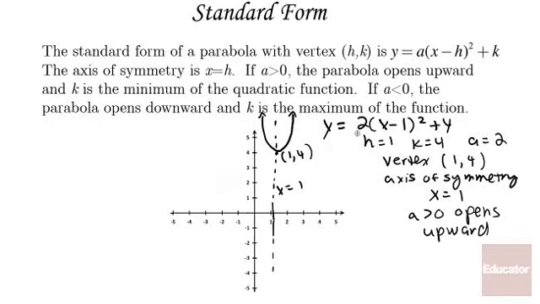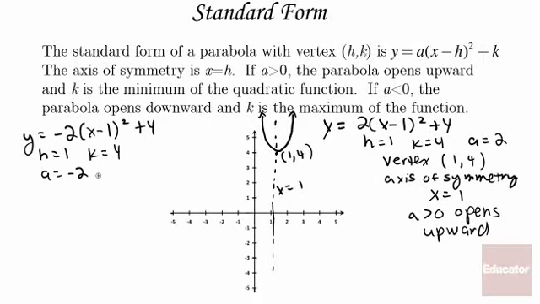If I were to take a similar situation, but say y equals negative 2, x minus 1 squared plus 4, I would have, again, an h equal to 1, a k equal to 4, but this time a would be negative 2, so this would open downward. So what I would end up with would be a parabola here, again with the vertex at (1, 4), but it would open downward, and therefore this would be a maximum.